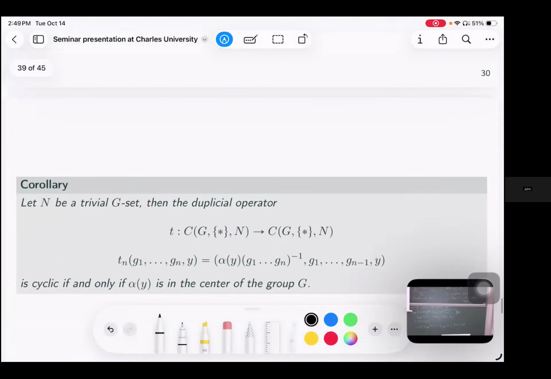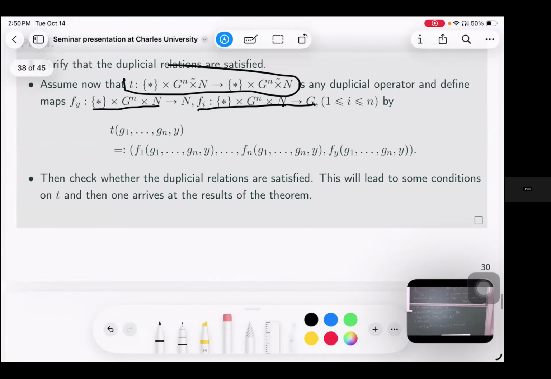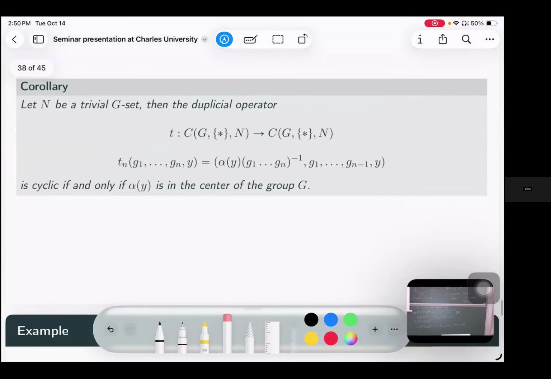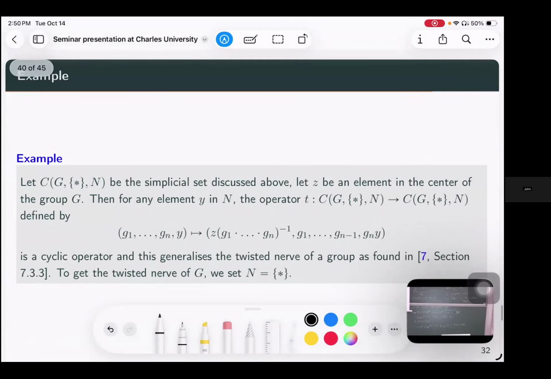So I think as a corollary, what we have up here is not cyclic. It's only a differential object, because when we do this t to the power n plus 1 times, we don't get the identity. However, if we set alpha of y to be in the center of the group, then this becomes cyclic.